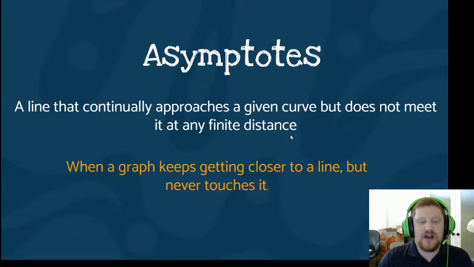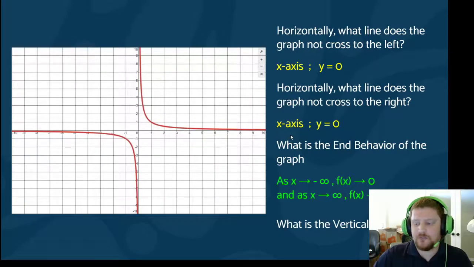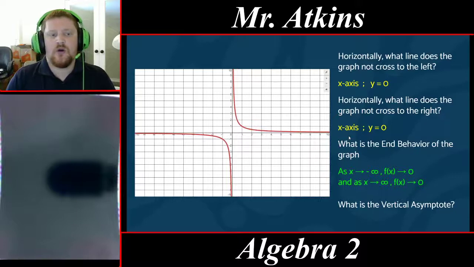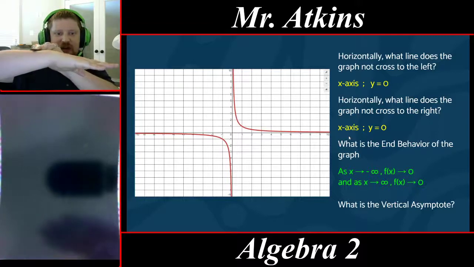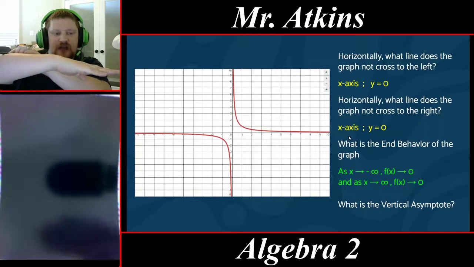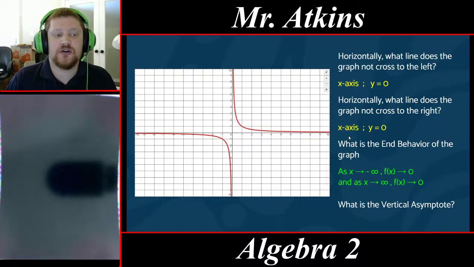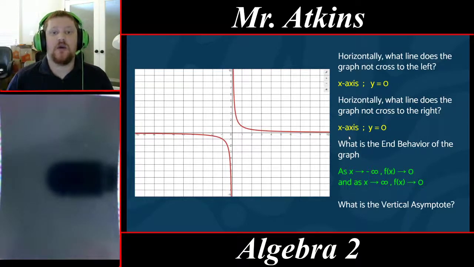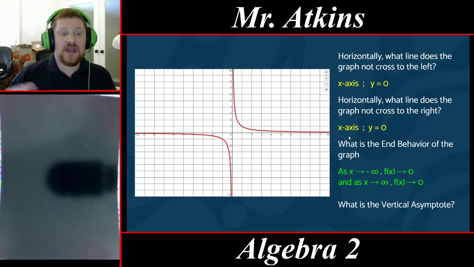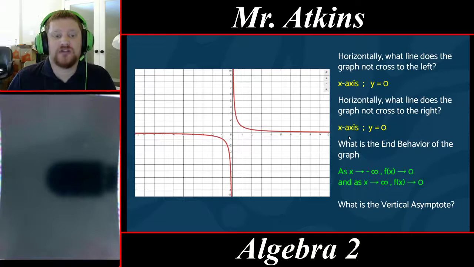You're not going to see a graph like this in the future. You will see a graph like this in the future, but it's going to be a while. So, when we're looking at this, we ask ourselves, horizontally, what line does this not cross as we're moving to the left? And in this case, we see that it gets closer and closer to the x-axis. That would be the line y equals 0. We do ask the same question when it's going to the right. What line does the graph not cross? Again, the x-axis, which is y equals 0.